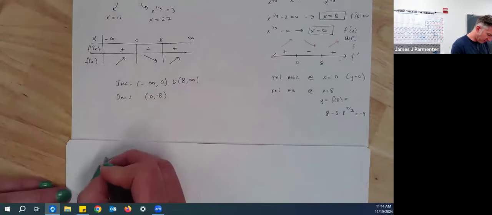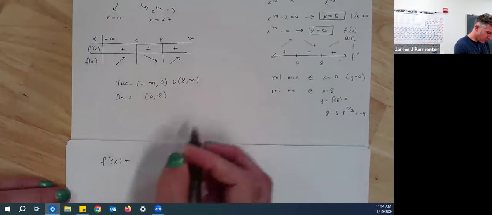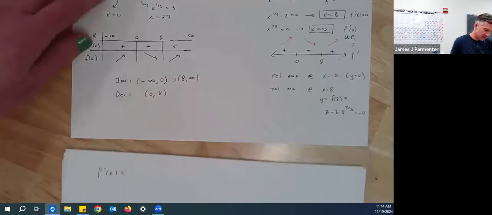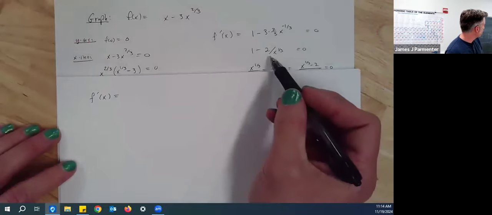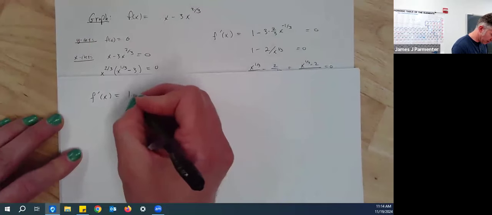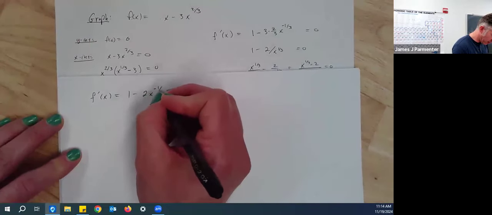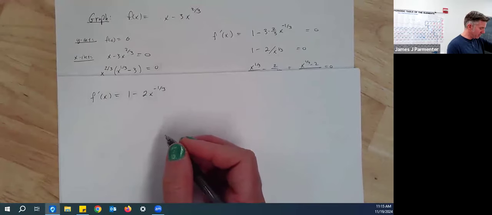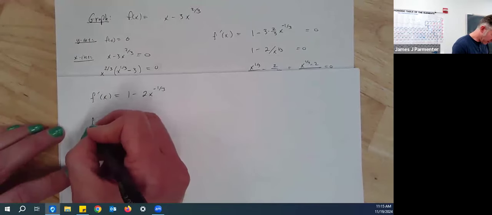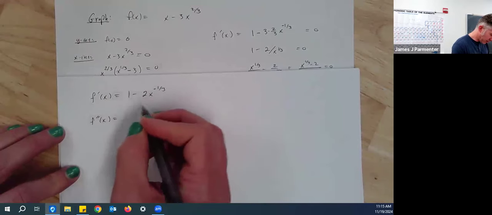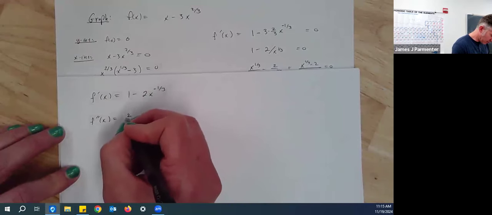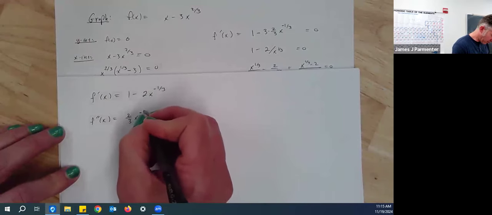So again, I'll rewrite our first derivative. It was 1 minus 2 over x to the 1/3, or I'm going to write it as 1 minus 2x to the negative 1/3. So then taking the derivative is going to be easy. It's going to be f double prime of x equal to positive 2/3 x to the negative 4/3.